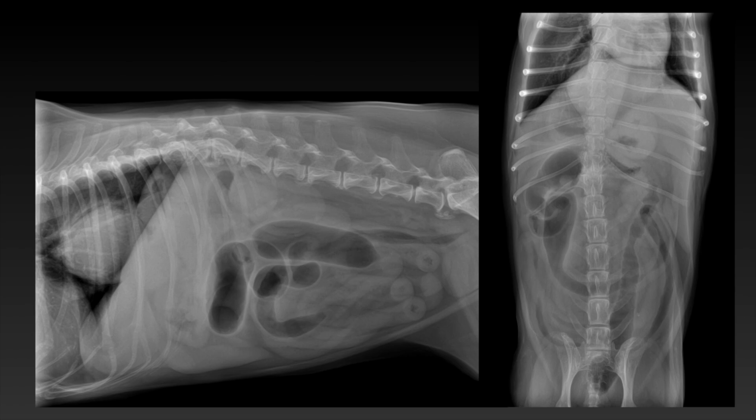Today's example is a 14-year-old female spayed Yorkshire Terrier with diarrhea and lethargy. Once you have reviewed the radiographs using your systematic approach, then you're ready to watch this video. Now I will highlight the most important findings for these radiographs.